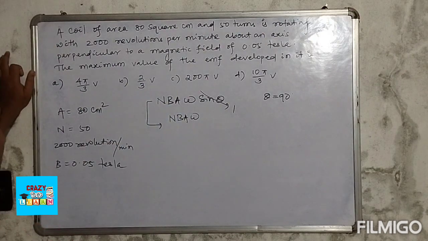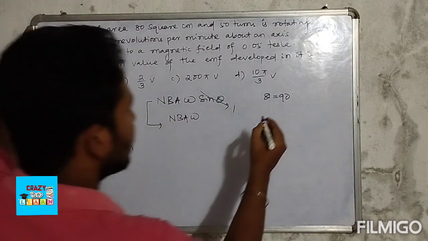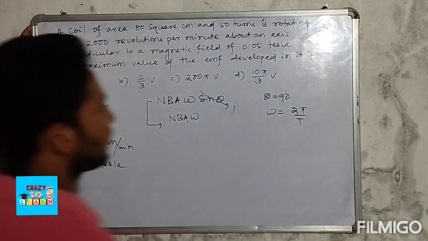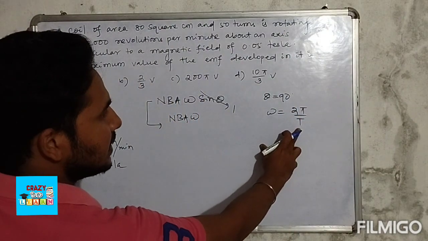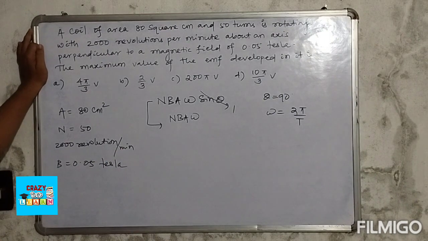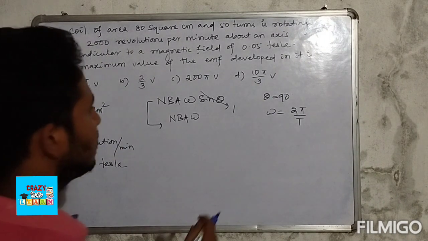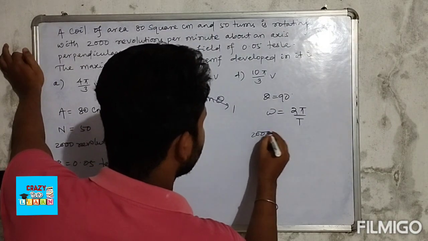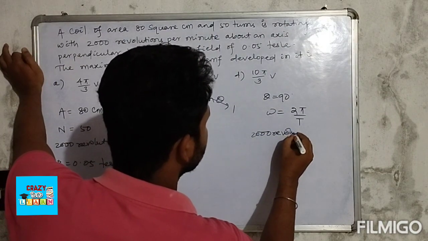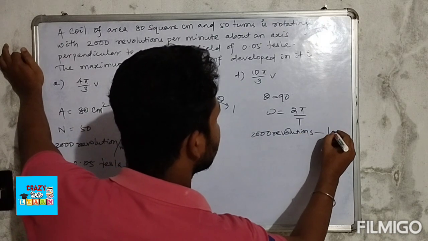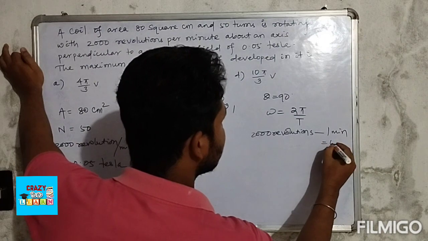So first we will calculate the omega. We know omega is equal to 2 pi by T. T, what is T? Time period. And what is time period? The amount of time taken for one revolution. And it is asked to you, what is given to you? 2000 revolutions per 1 minute, which is equal to 60 seconds.